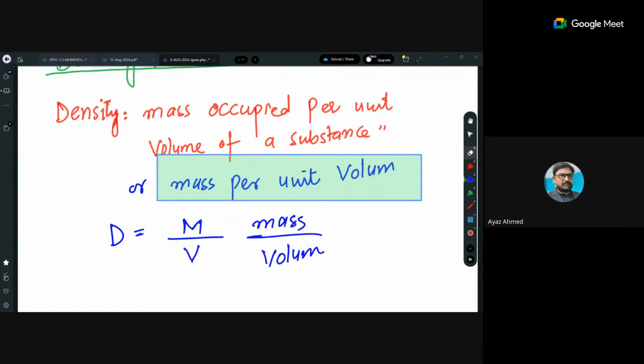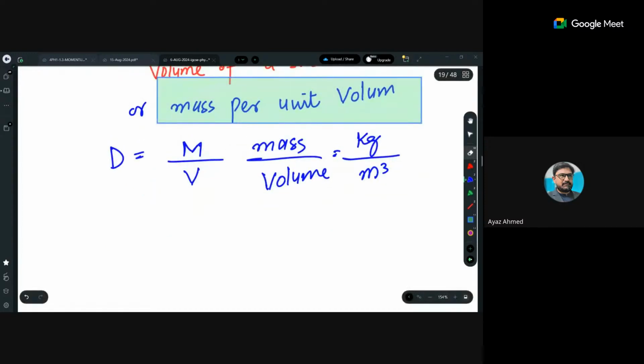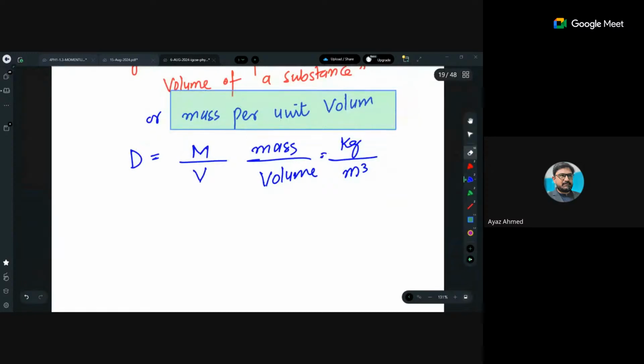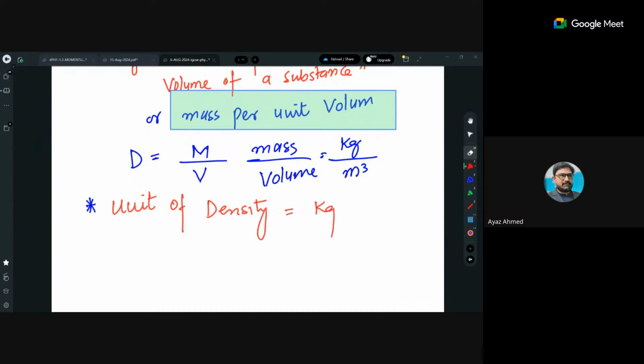So according to that, what will be its unit? Mass is measured in kg, and volume is measured in meter cube. So remember this thing, density is measured in two units. The unit of density is kg meter minus 3.